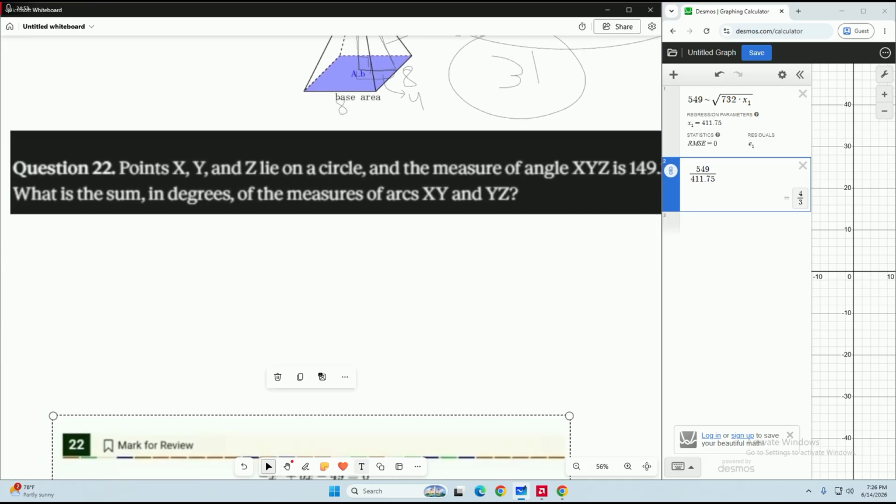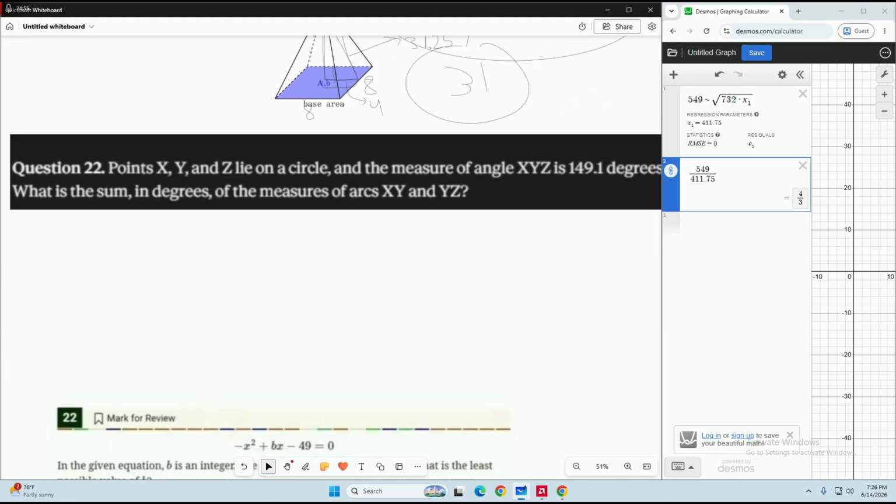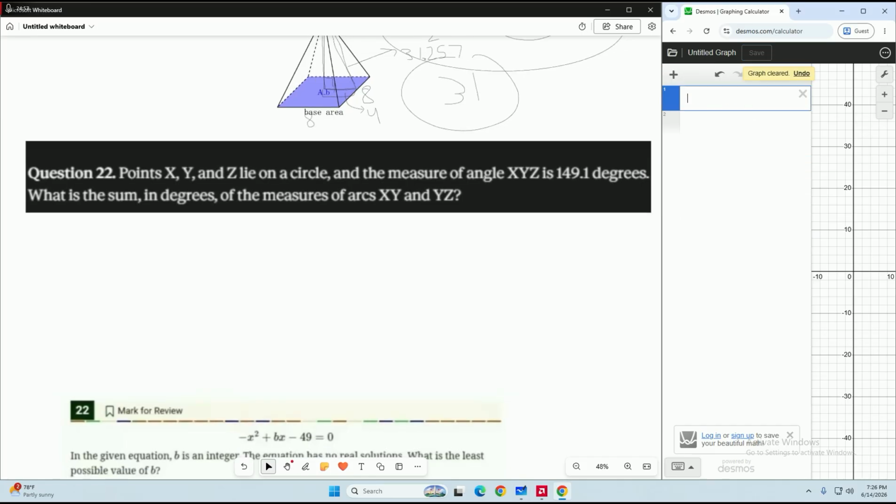So this question, a bunch of people had as their question 22. Points X, Y, and Z lie on a circle, and the measure of angle XYZ is 141.9 degrees. What is the sum in degrees of the measures of arc XY and arc YZ?